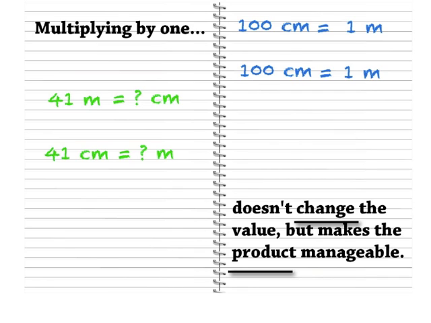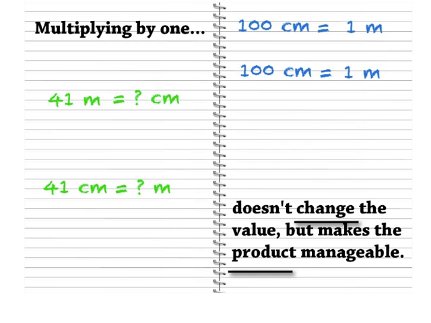So when you have a ratio that equals 1, you can multiply by 1 without changing the value. You can just convert the product. So I have two examples here. We have 41 meters equals how many centimeters? And we have the same thing in reverse. We have 41 centimeters, and that's equal to how many meters?